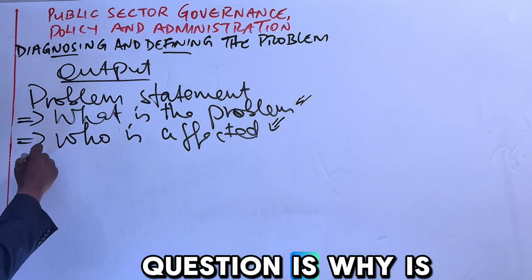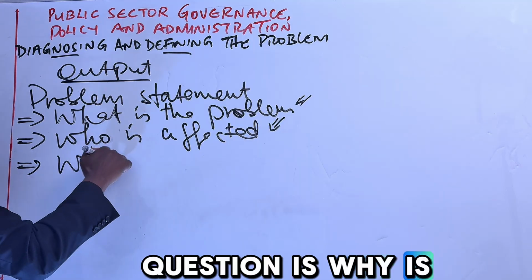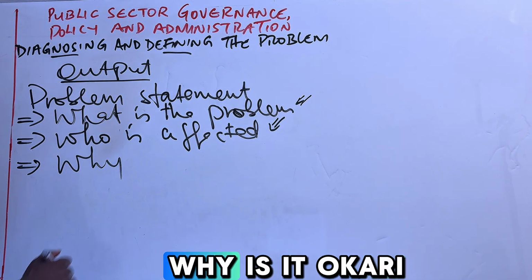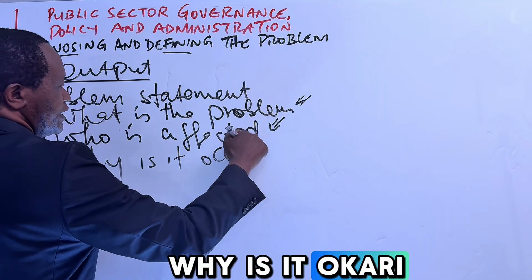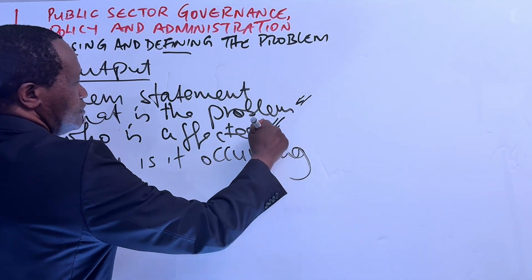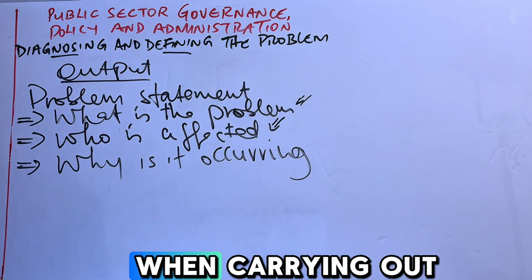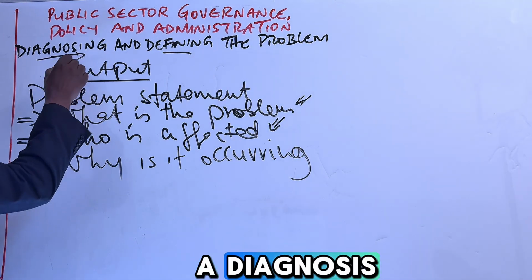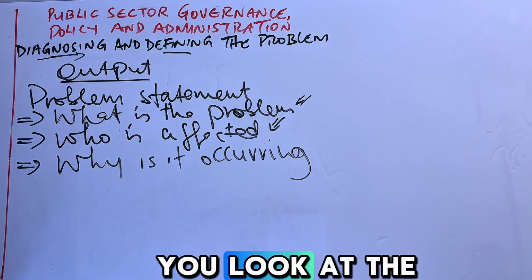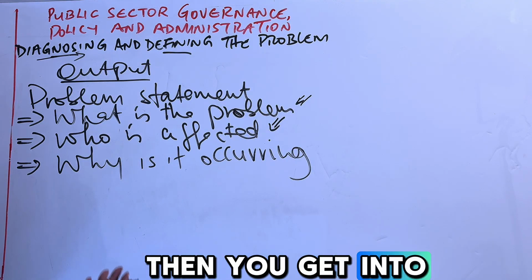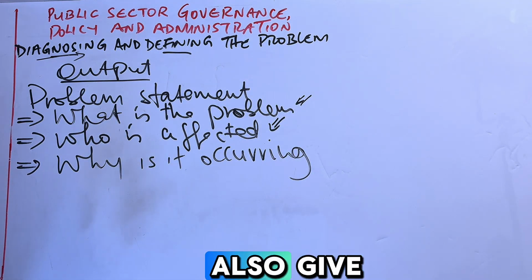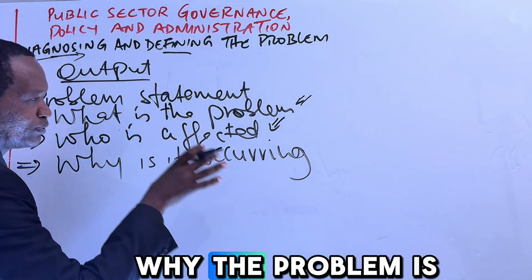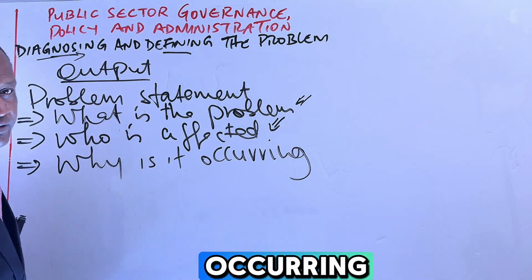Then another question is, why is the problem occurring? Because remember, when carrying out a diagnosis, you look at the symptoms, then you get into the root causes of the problem. So the problem statement will also give reasons why the problem is occurring.